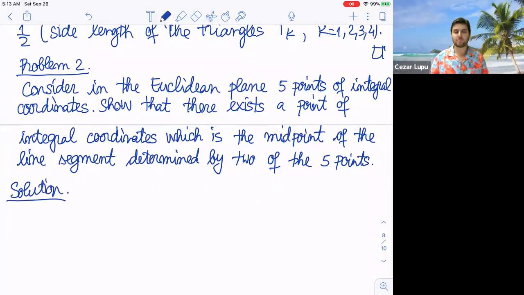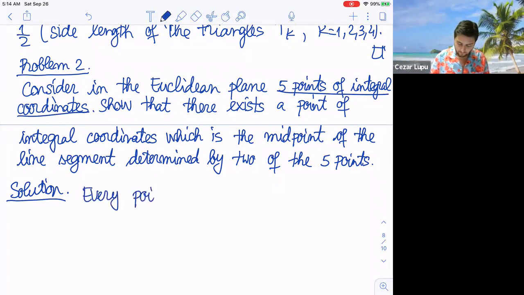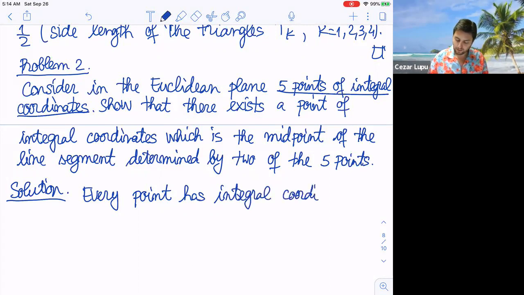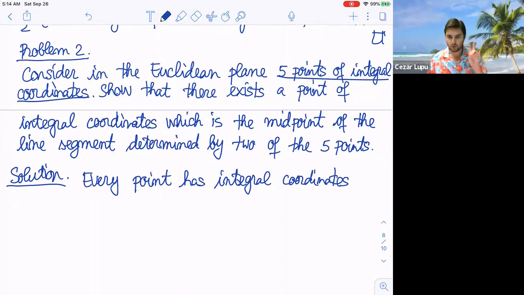Now we have 5 points, so our intention is to apply the Pigeonhole Principle, but how should we apply it? Every point is a lattice point, so keep in mind that every point has integral coordinates. Since it's in the Euclidean plane, each point will have 2 coordinates.